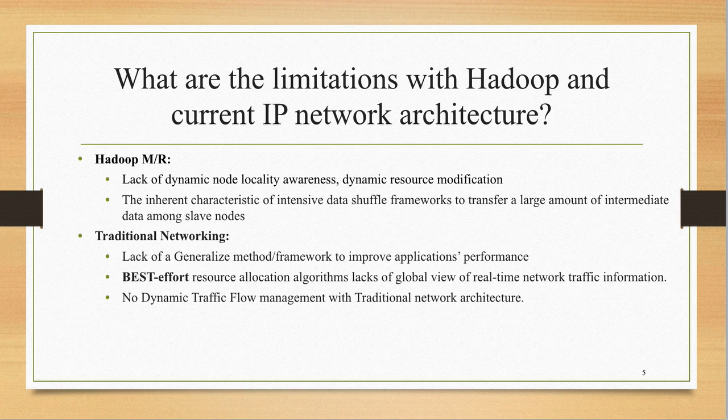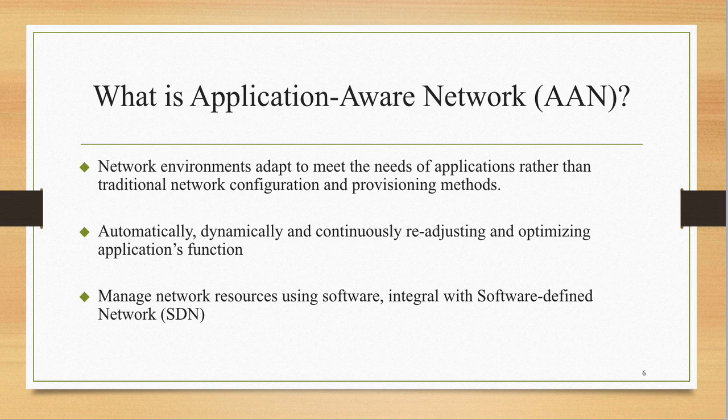Hadoop itself lacks dynamic resource allocation. There's no mechanism to dynamically detect the shuffle data. The traditional network, in general, lacks a method to improve application performance. And the underlying best-effort resource allocation lacks a global view of real-time network traffic information, which leads to no dynamic traffic flow management.